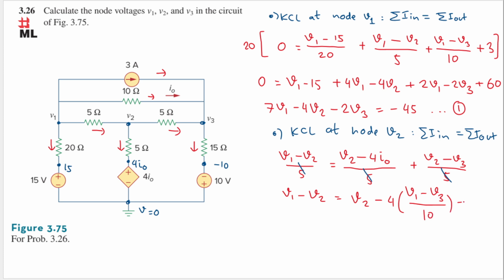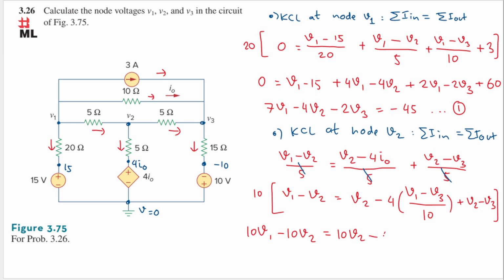And then that will be plus V2 minus V3. Okay, let's multiply both sides here by 10 to get rid of this 10, right? So I will have 10 V1 and then minus 10 V2. And then that will equal to, I will have 10 V2. And this 10 and 10 will cancel each other.